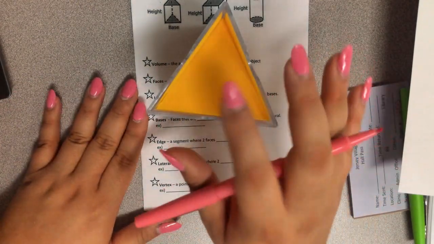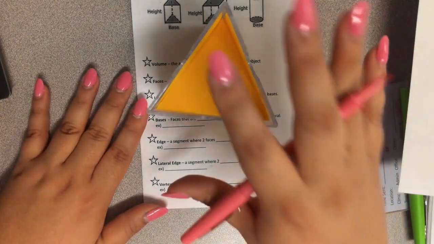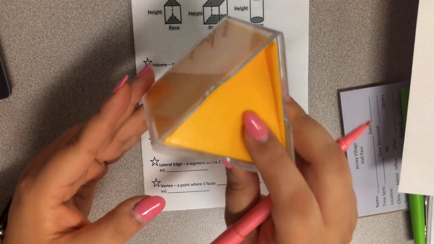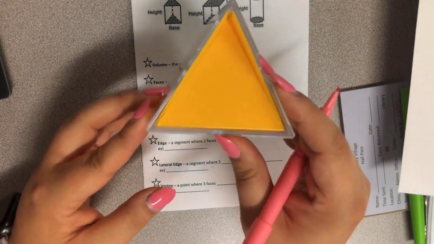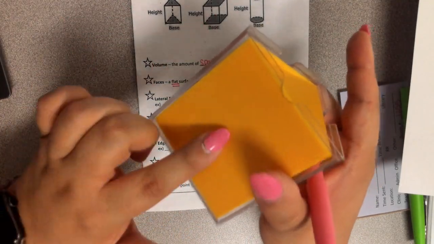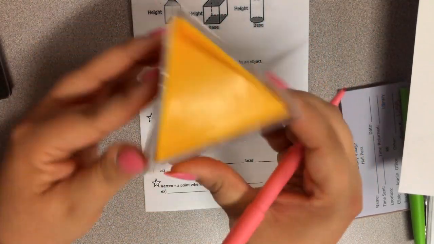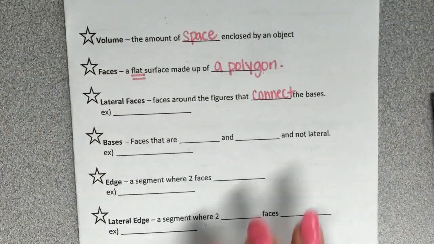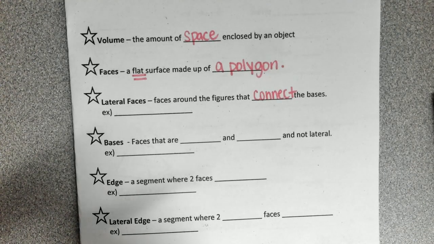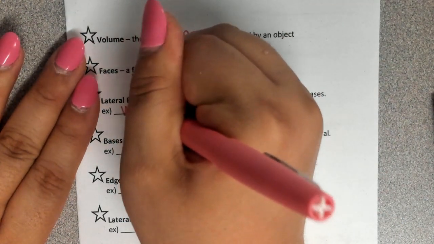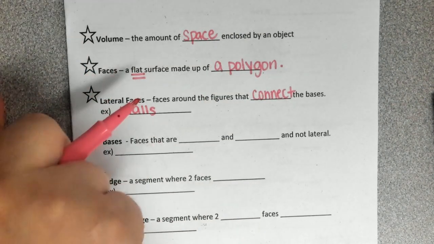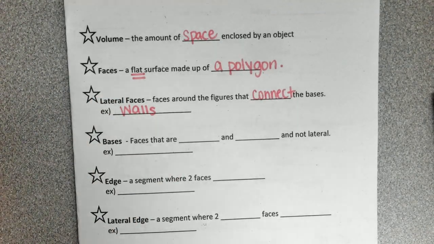So bases are the faces that never touch. You see how this triangle will never touch this triangle? Okay? And then your lateral faces are the ones that connect. This flat surface, all the way around. These connect my 2 bases. All right? So an example of a lateral face in this room are the walls. What would be my bases then? Your top and bottom. The floor and the ceiling are your bases. The walls are your lateral faces.